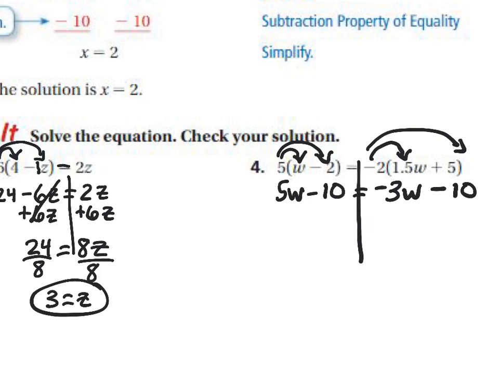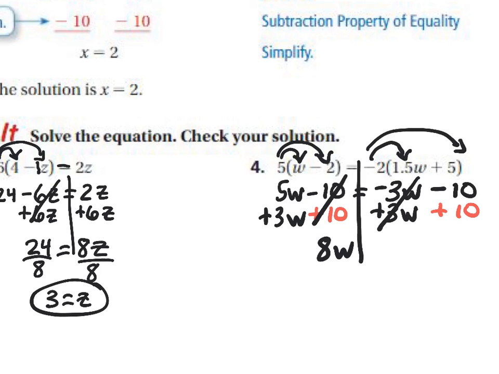Put your line down the middle if you like. You can add 3w to both sides. And I'm going to do this in one step. I'll add 10 to both sides. This is going to be interesting because look what's going to happen. So you've got 5w plus 3w gives you 8w. This cancels out. This cancels out. -10 plus 10 gives you 0. So you have 8w equals 0.